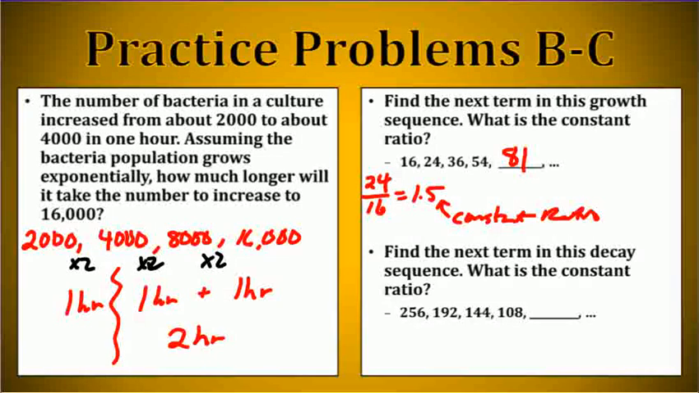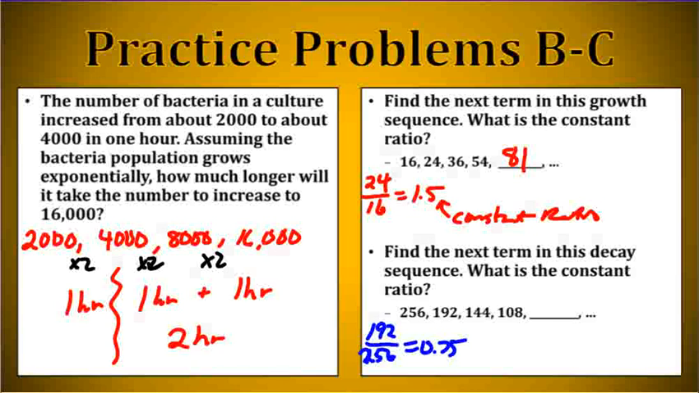Next one, find the next term in this decay sequence. What is the constant ratio? So decay, remember, it's going smaller. If I take 192 divided by 256, I get 0.75. If I took 144 divided by 192, I also get 0.75.